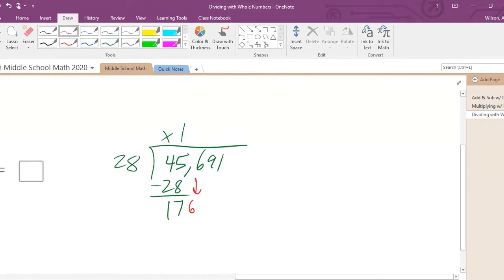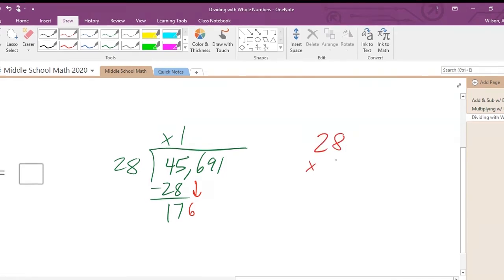How many times does 28 go into 176? I know 28 times 10 is 280. And half of 280 would be 140. So it's got to be more than 5 times, because I did 28 times 10, which is 280, but half of that is 140. So it's got to be, let's try 6 times.